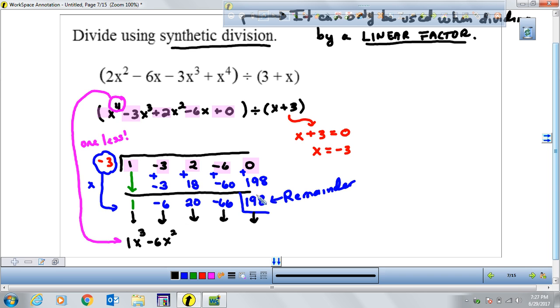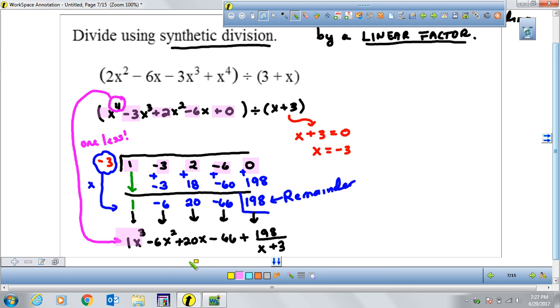And then we're going to keep on going. The next one is a plus 20, and that one is going to be my x to the 1st power, and then the negative 66 is my constant. And then for the remainder, we're going to write it the same way. It's going to be the remainder divided by the divisor, which is x plus 3. And this is the answer for this division. However, since the first coefficient is a 1, I don't have to put that coefficient of 1.